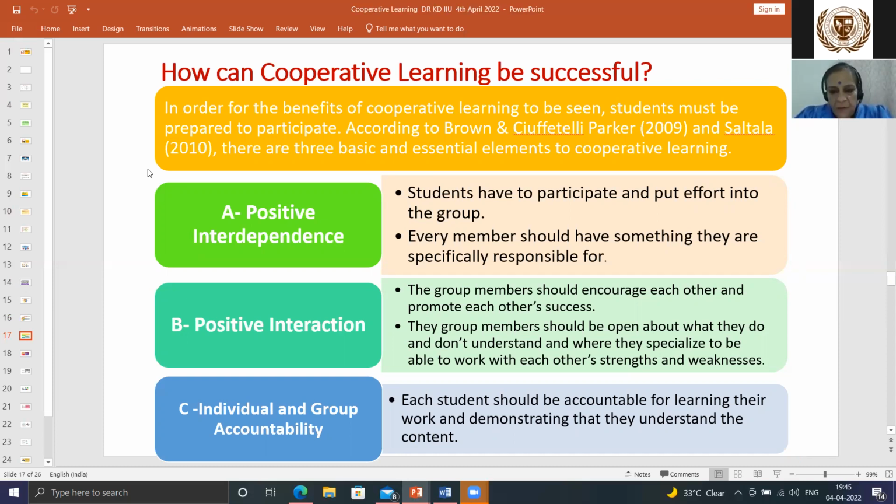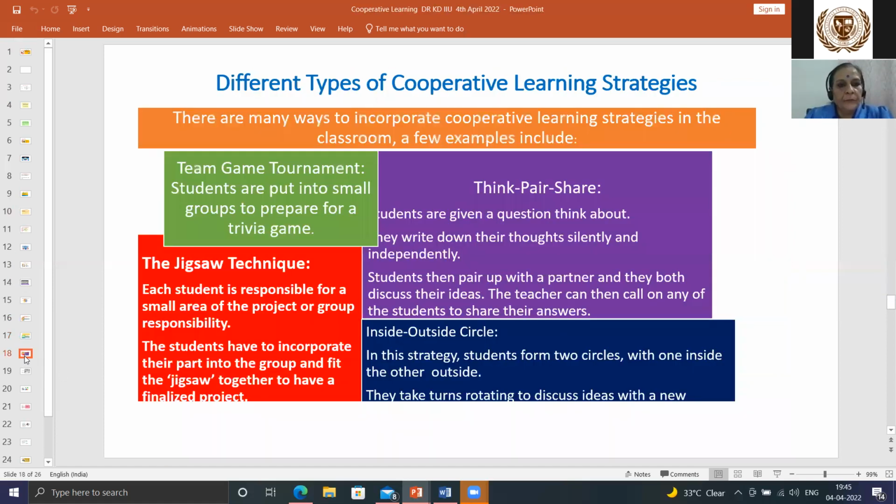Individual and group accountability. Each student should be accountable for learning their work and demonstrating they understand the content. Different types of cooperative learning strategies. There are team game tournament, think pair share, the jigsaw technique, and inside outside circle. In fact, there are many more techniques of cooperative learning we are using according to the stream and the subject.